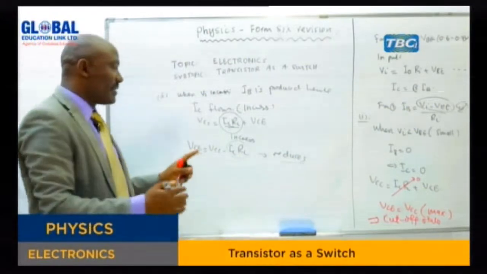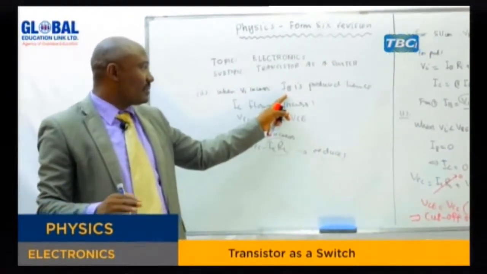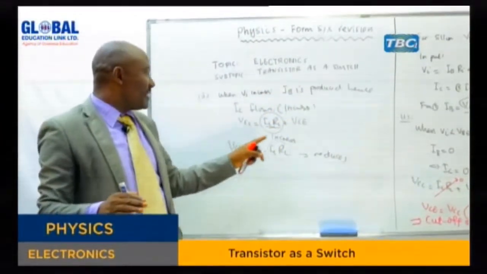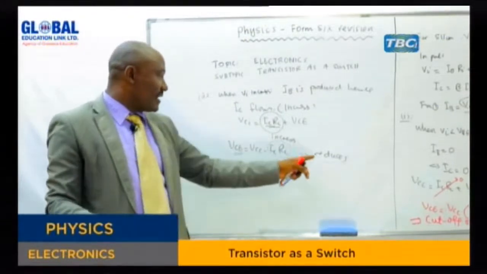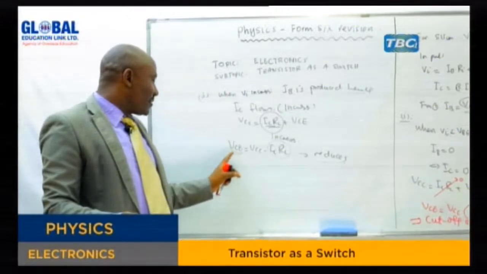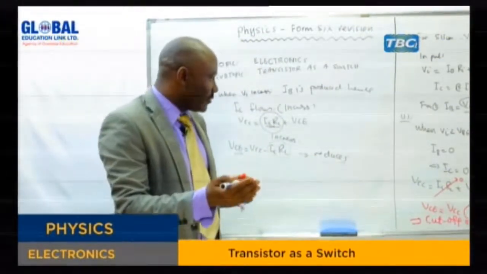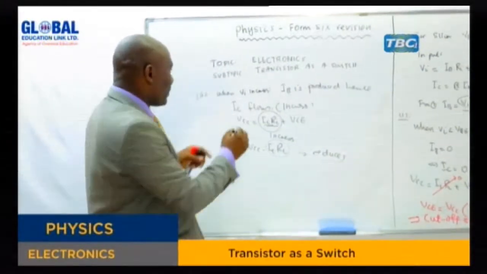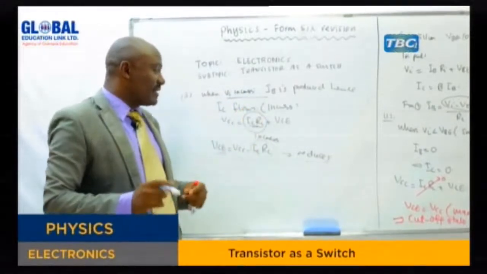reduces. Some small current may be produced in the base. It produces the base current. That makes the transistor behave, meaning the current may be flowing through the transistor, but the VCE is moderate. That's the case where the input voltage increases.